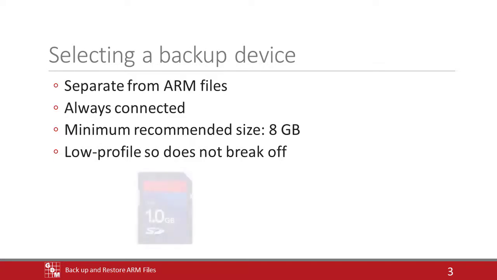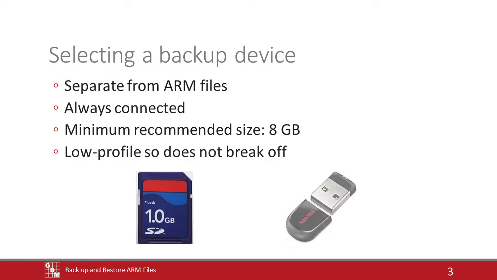The backup device should be a drive separate from your ARM files. We recommend using an SD card for the ARM backup, or a low-profile USB flash drive. These devices can be inserted and left alone, so are always connected without getting in the way. ARM compresses files when saving to the backup, so even an 8 GB drive is sufficient to hold many years' worth of backups.